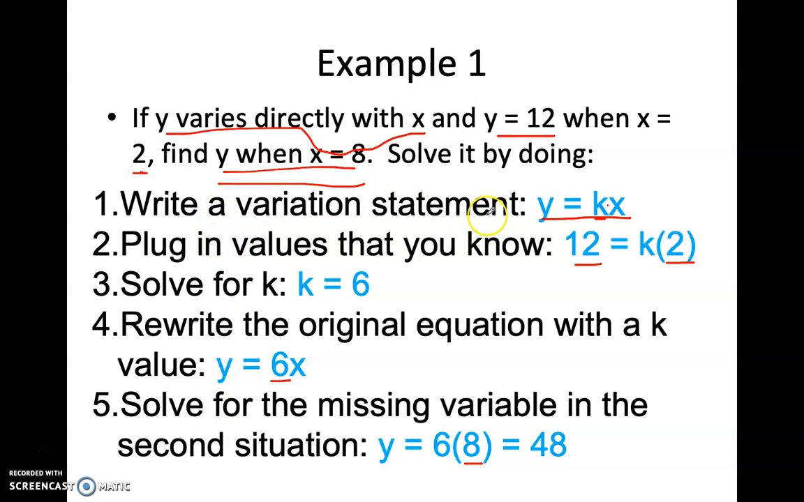So these steps will work for all these problems. First, you're going to write the statement. It's always y equals kx for a direct variation, unless I say something different, which I'll show you later on. Then you're going to plug in values that you can work with to find k. Once you find k, you're going to rewrite the original statement from your first step, and you're going to plug in the missing x or y, whatever you know, and you're going to find the other value with algebra. So it's a lot of algebra skills. We'll go a little quicker on the next ones.